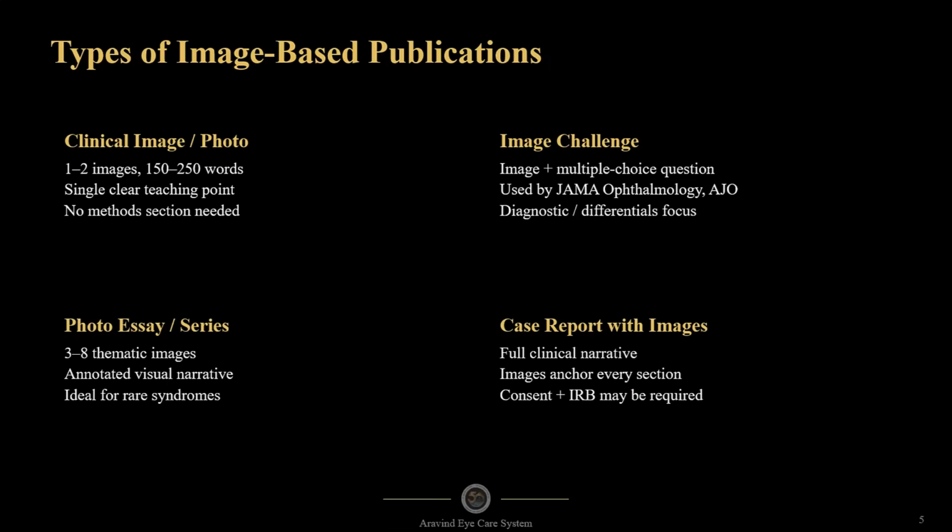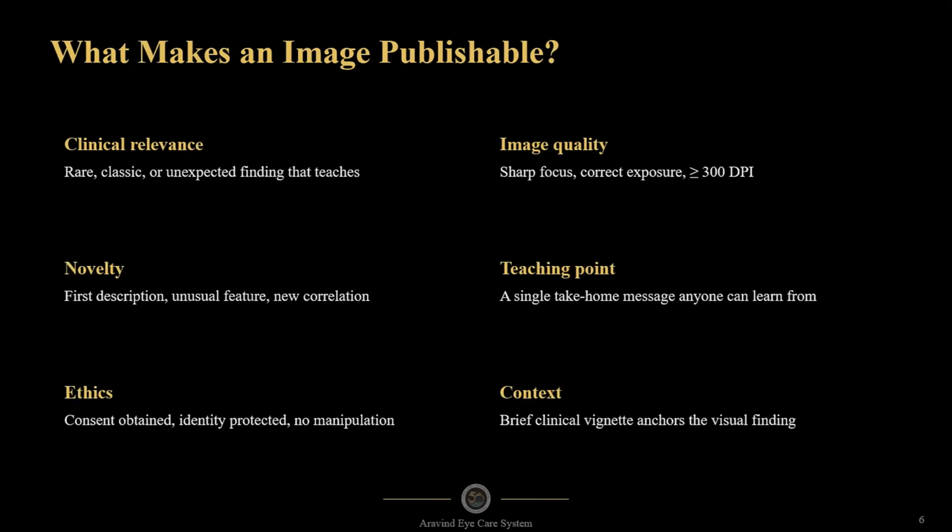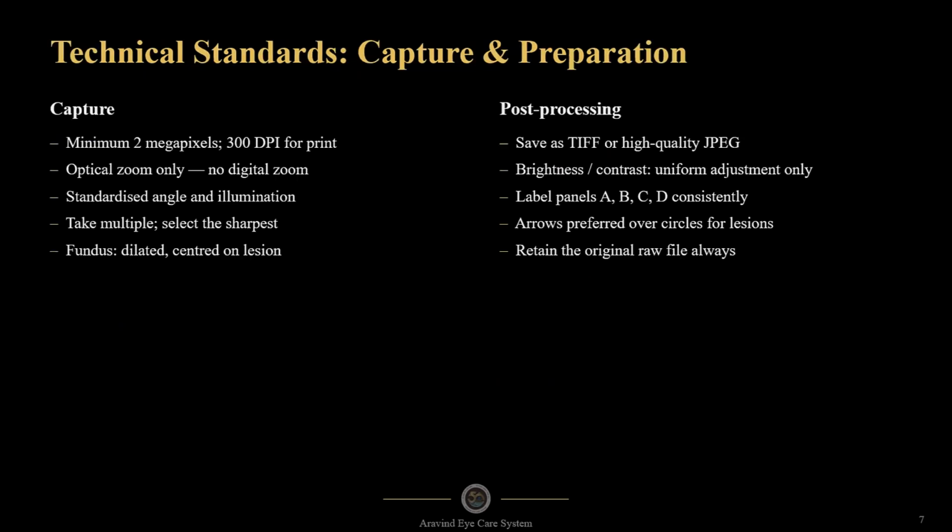So what are the types of image publications? You've got clinical images, you've got image challenges where you give a set of questions based on the image, and then you've got photo essay series, you've got cover pictures, and then case reports with images. You should also remember case reports on their own won't be sufficient. You should have a good set of images also. So what makes an image publishable? It should be clinically relevant, a rare or classical finding, or a first description of a novel case. The main two things are image quality, it should be sharp, there should be no blurriness, and there should be no artifacts. And teaching point is very, very important in any image related publication.